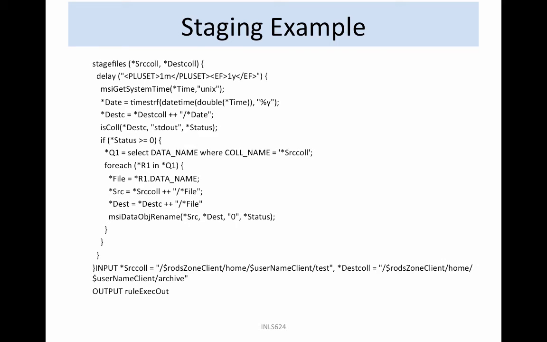A timestamp destination subcollection is made under the destination collection. A query is created to list all of the files in the source collection. The files are then moved from the source collection to the timestamp destination collection. When files are moved, their access control needs to be reset. When they are renamed, the access controls are preserved as the data ID does not change.